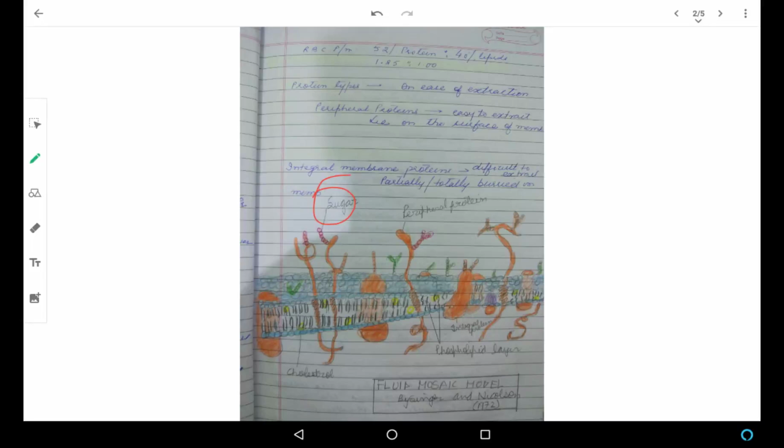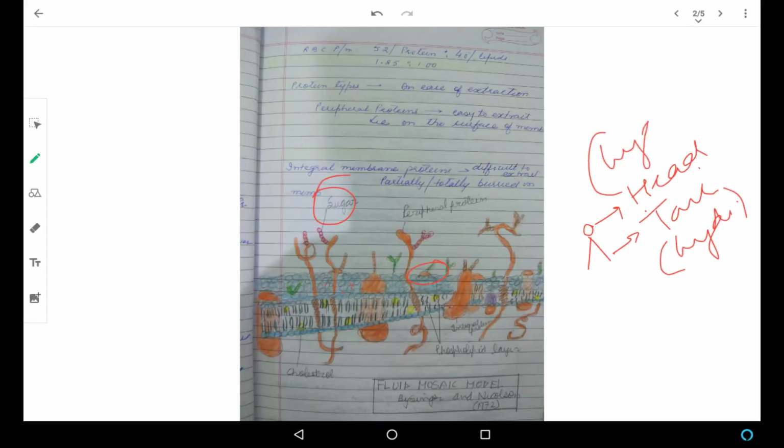These are the peripheral proteins which are on the outside, on the peripheral part of the plasma membrane. These are the heads of the phospholipid molecules like this. This is the head and this is the hydrophobic tail. This is the hydrophobic tail and this is the hydrophilic head. Hydrophilic means it is water loving and hydrophobic means it doesn't get attracted towards the water molecules.